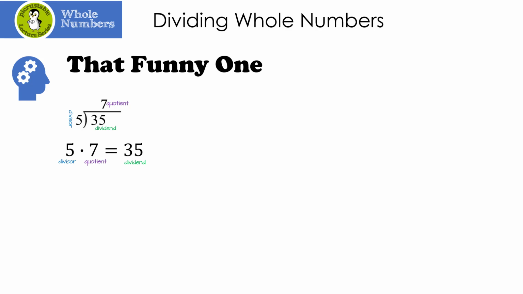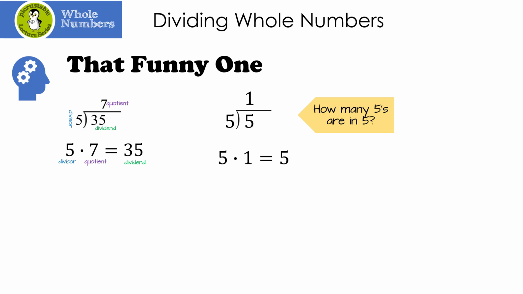That funny 1. Yep, 1 is kind of funny. 5 divided into 5. How many 5s are in 5? That's 1. Because 5 times 1 is 5. Cool. 5 divided by 5 is 1. Just another way to rewrite it. And 5 divided by 5 is also 1.